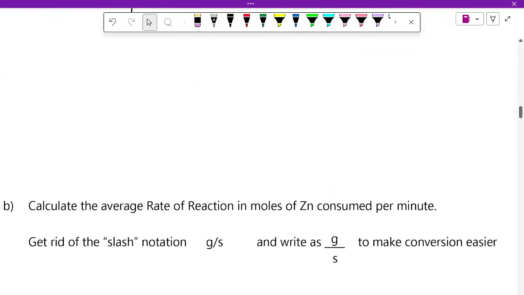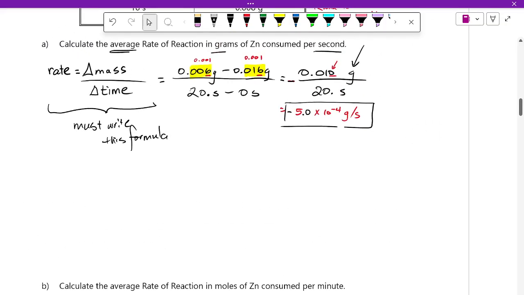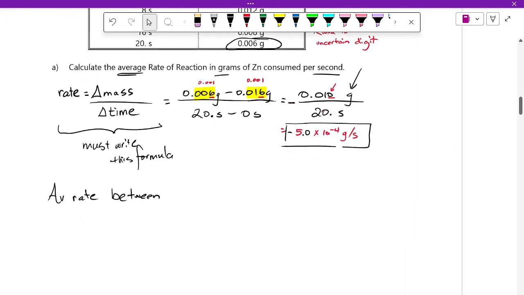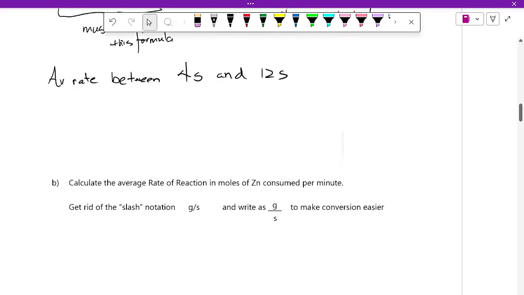So that's what you would do if you have a table of data. Now, what if I asked you for the average rate between 4 seconds and 12 seconds? The same thing. You would just use the values at 4 seconds and 12 seconds instead of at the beginning and the end. Do we need to go through it or are we okay? We're okay? All right, good stuff.